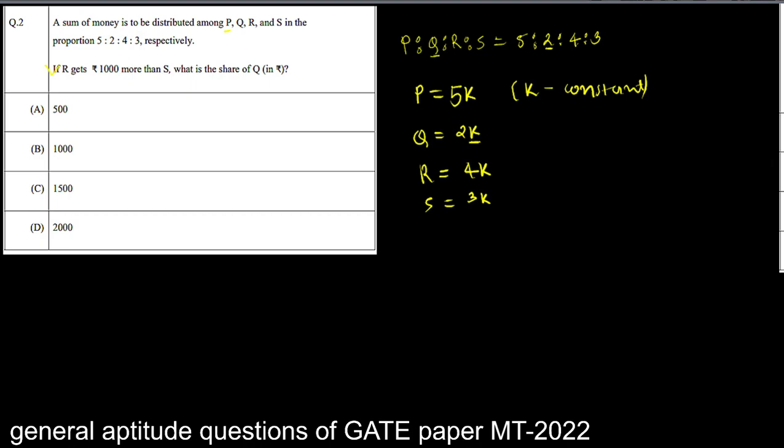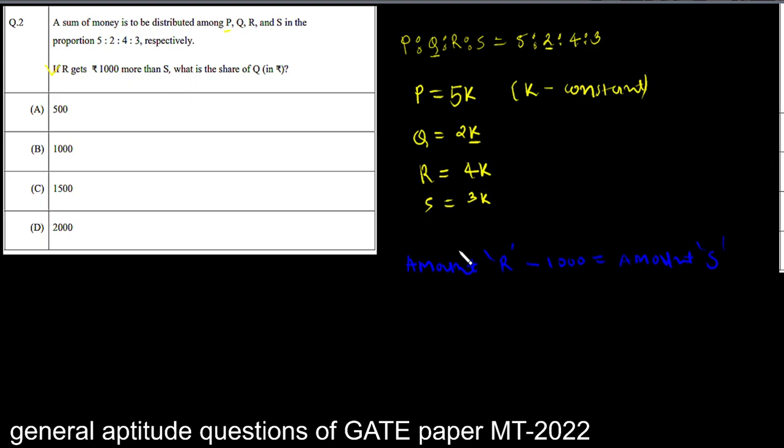Now we can decode this last statement into a mathematical equality. We can write the amount of money that R will get. The statement says R gets 1000 more than S, so we can subtract 1000 from R's money and equate it to the amount of person S.